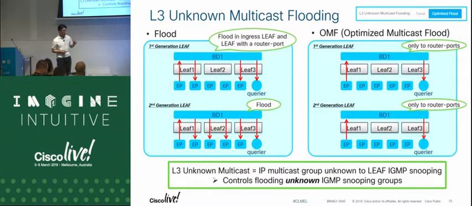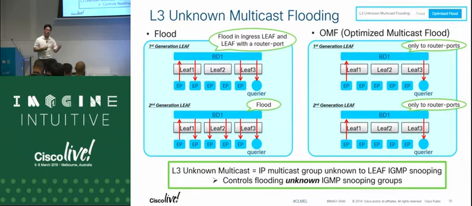Then the next one is L3 unknown multicast. The name is tricky, but this is basically for IGMP snooping. So when the L2 multicast traffic comes in, we check the multicast IP in the IGMP snooping table. And then if we have an entry in that IGMP snooping table, we just send it to the receiver, right? Then if you don't have that multicast group in the IGMP snooping table, then we follow this behavior.